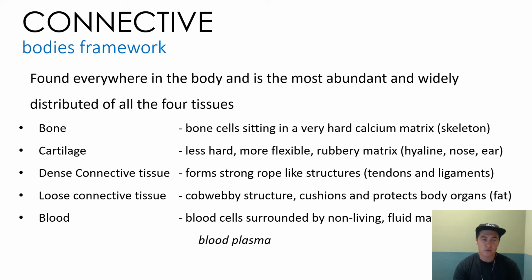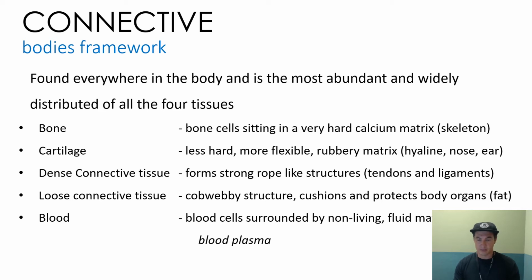And then we have loose connective tissue, which is a bit more of a cobwebby structure, cushions and protects body organs, helps suspend organs in place, holds organs where they need to be, but fat is also an example of loose connective tissue. And then we have blood, which is like the opposite of bone in terms of structure. It's a liquidy connective tissue.